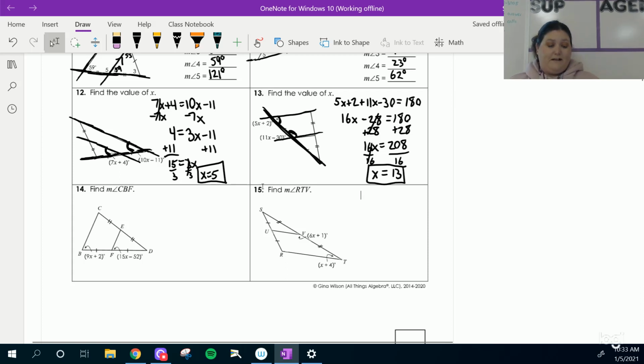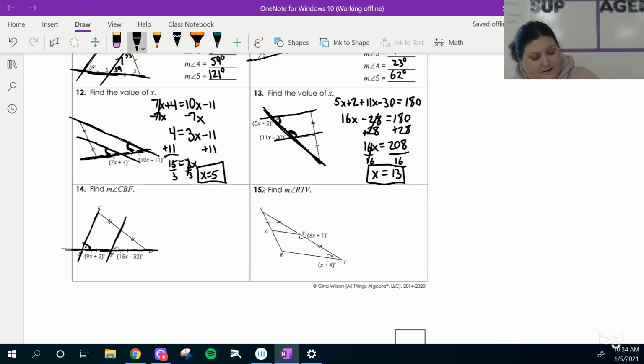Okay, last two examples and then we're done. So it says find the measure of angle CBF. CBF is right here. So I want this angle, but first thing I need to do is solve the equation to find x in order to find out what the angle is. So here's my parallel lines, and here's my transversal.